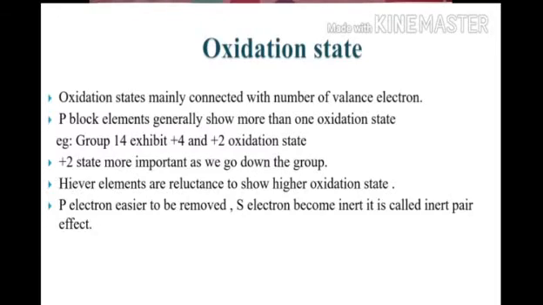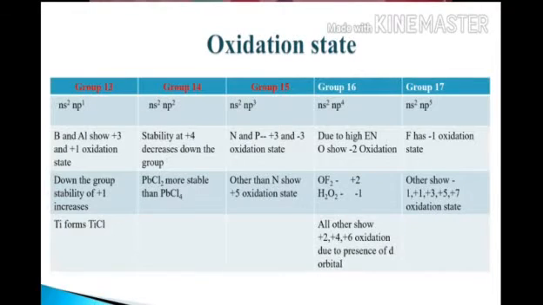One more time I am repeating. Inert pair effect means the valence p electrons have a lesser probability of being near the nucleus, and that's why the p electrons become excited or can be removed, and the s electrons become inert, and this is called the inert pair effect. Now we can move to group 13.